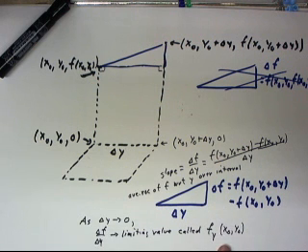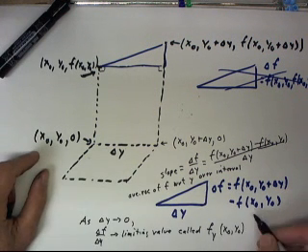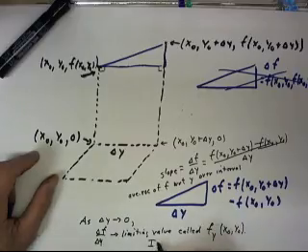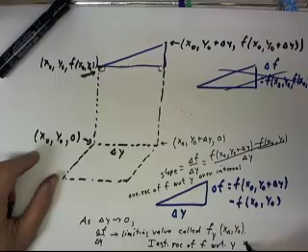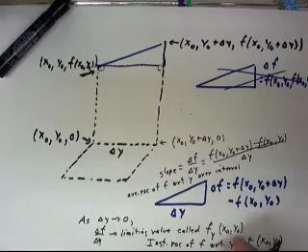This is the instantaneous rate of change of the value of the function with respect to y at the point x0, y0. So this is the instantaneous rate of change of f with respect to y at the point x0, y0. And we're going to give this a name. We're going to call this the partial derivative of f with respect to y at this point.